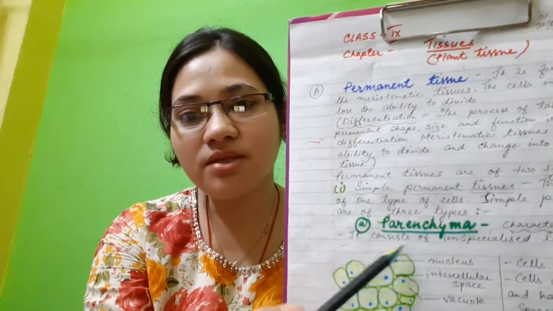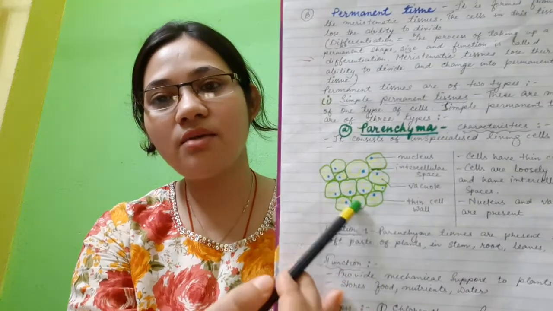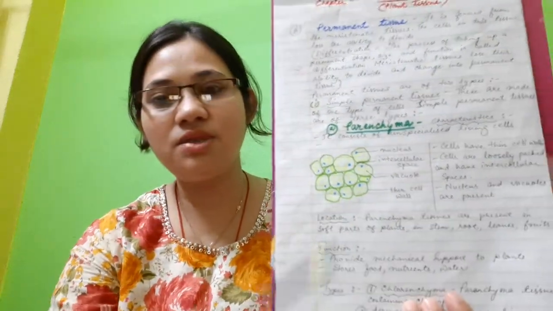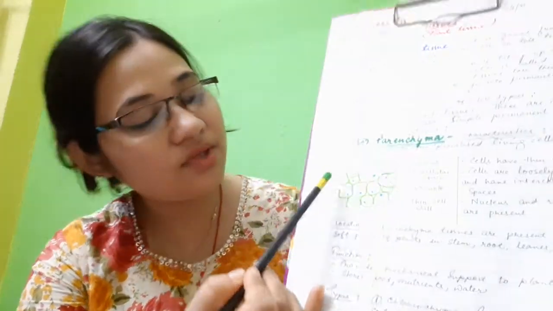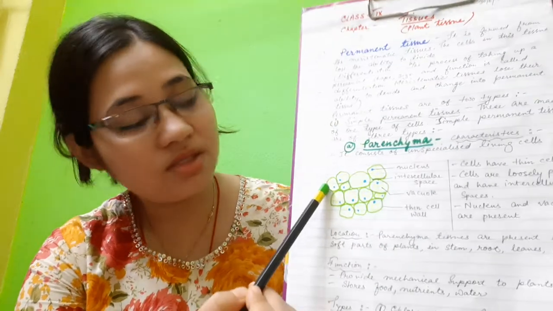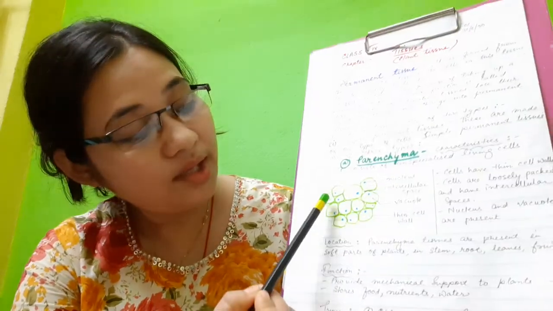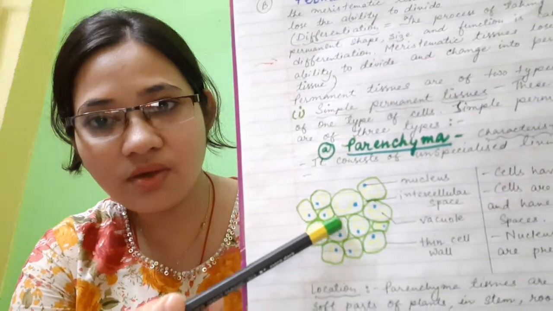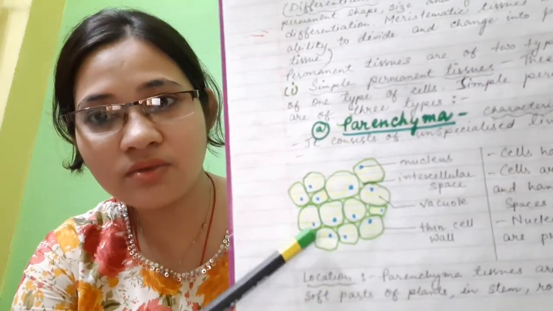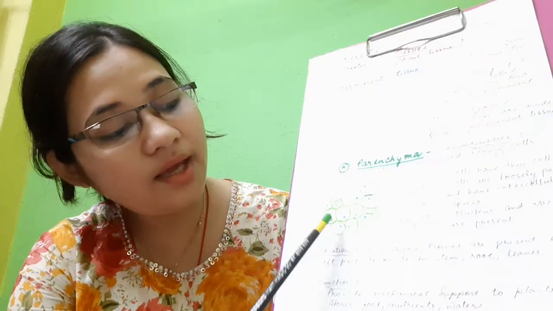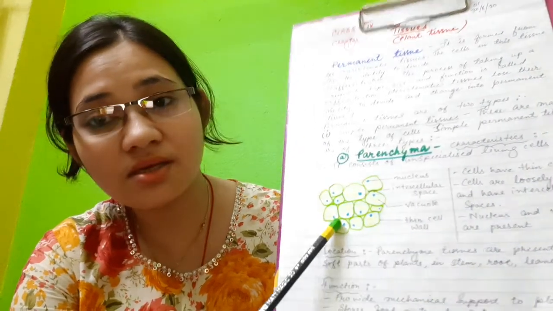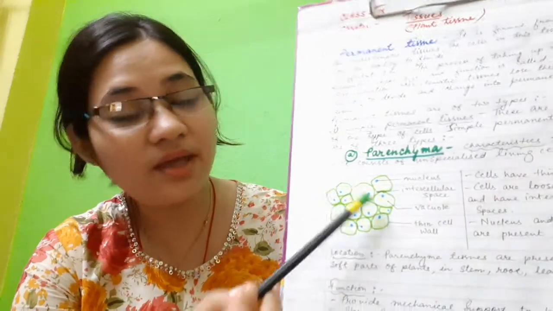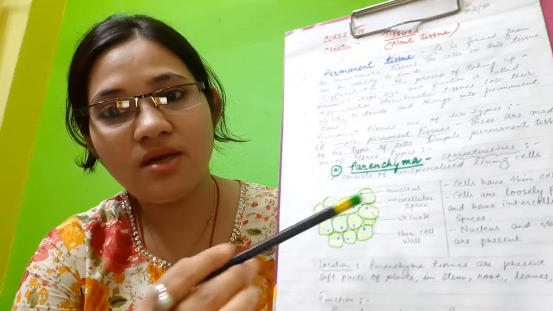the first type, that is parenchyma. Now this is the diagram of parenchyma tissues. They have a thin cell wall which is made up of cellulose. Definitely this is the nucleus. And then you can see some vacuoles are also present, some yellow colored vacuoles are present here, and they have intercellular spaces in between them. So these are the characteristics of parenchyma tissue.